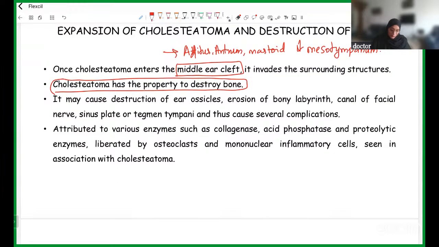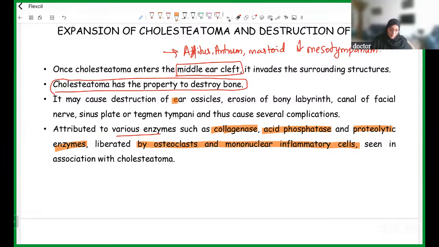It is attributed to various enzymes. Bone destruction by cholesteatoma is actually due to various enzymes such as collagenase, acid phosphatase, proteolytic enzymes, and because of liberated osteoclasts and mononuclear inflammatory cells also in cholesteatoma. So, I'll mark it here. This can be a question asked by an external examiner. The enzymes attributed for cholesteatoma are collagenase, acid phosphatase, and proteolytic enzymes. All these are liberated by osteoclasts and mononuclear inflammatory cells.